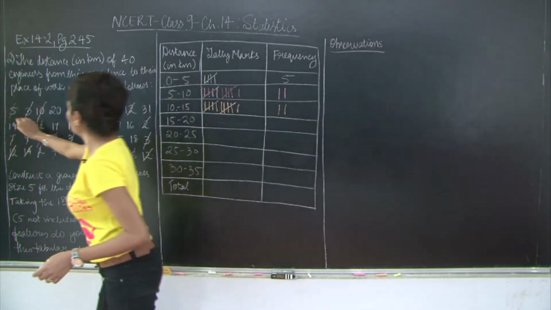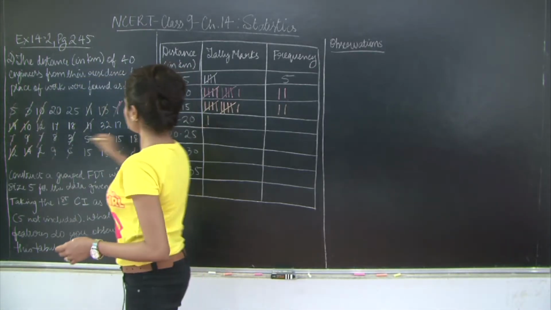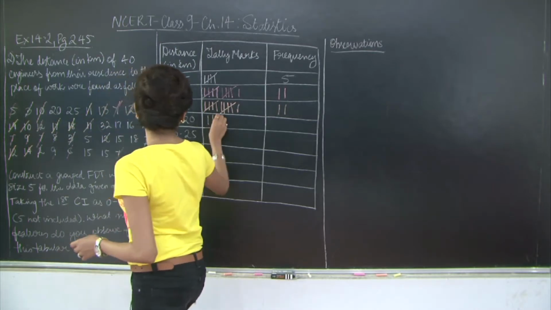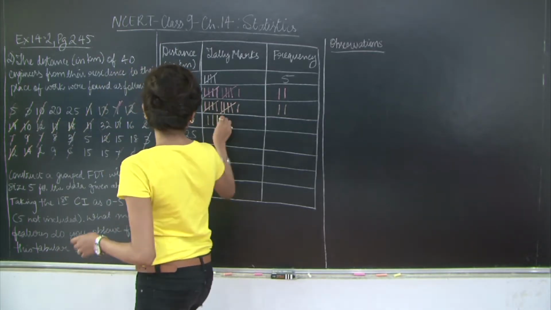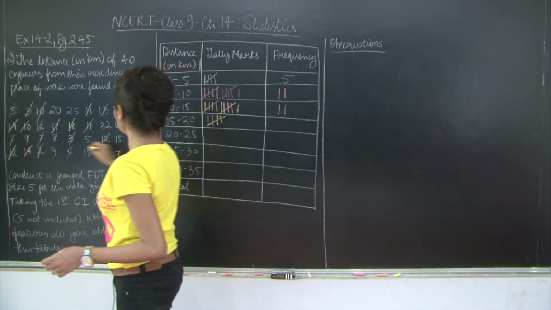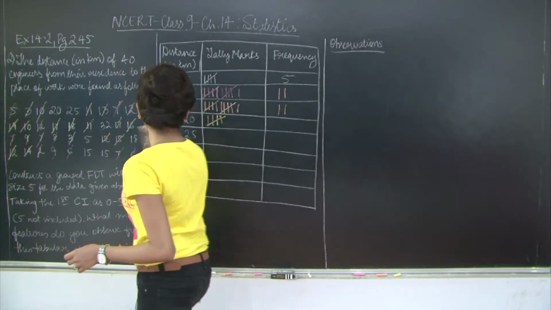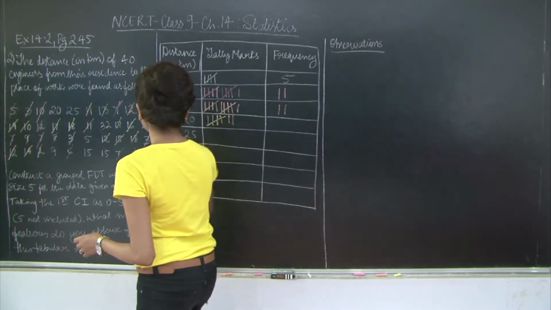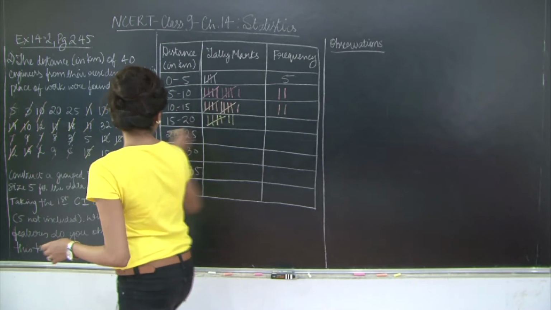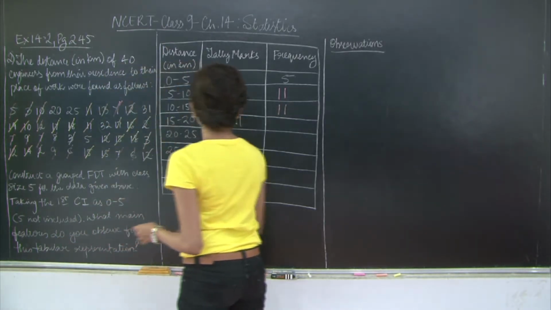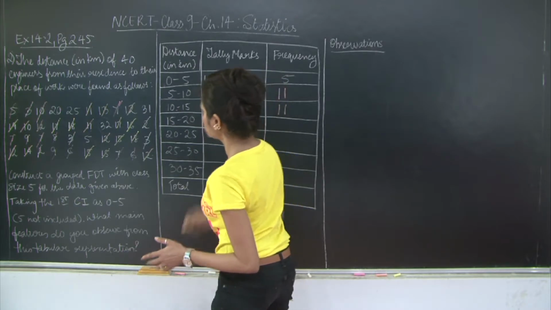15 to 20, you have 19, then you have 17, then you have 18, then you have 17 and you have 16. So a group of 5 tally marks, then again you have 15, you have 18, then you have 15, and you have 15. So this is going to be 9.